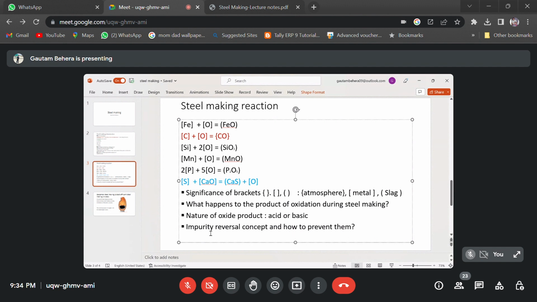So now the concept is, see what I told during the steel making process. It is a refining process. We are oxidizing our impurities and we are sending our impurities to the atmosphere and to the slag, right?